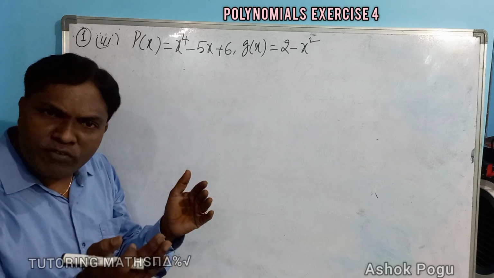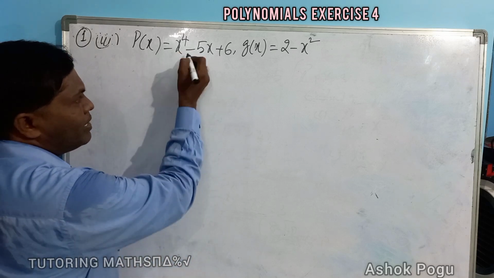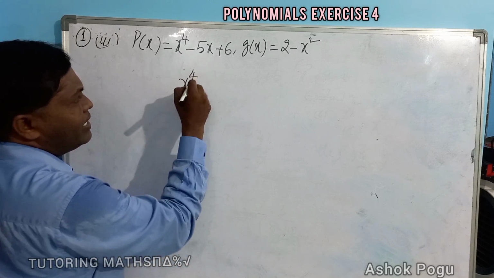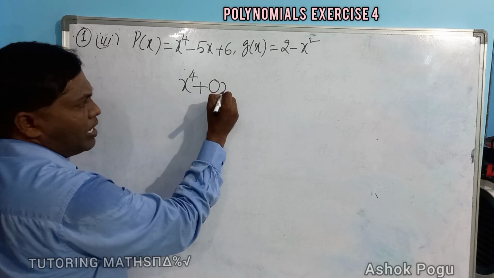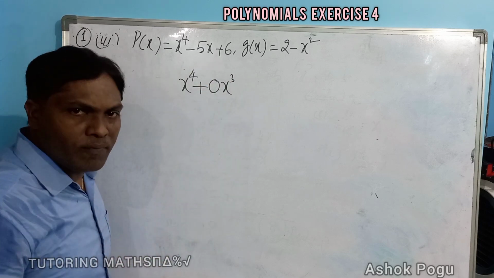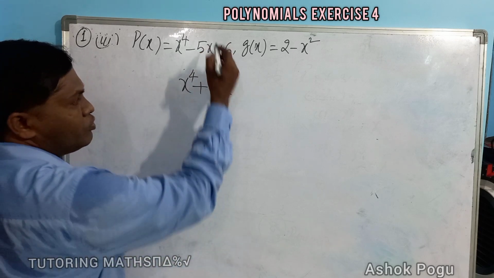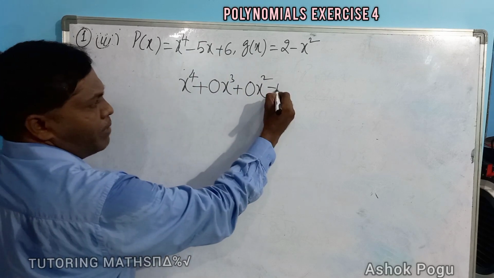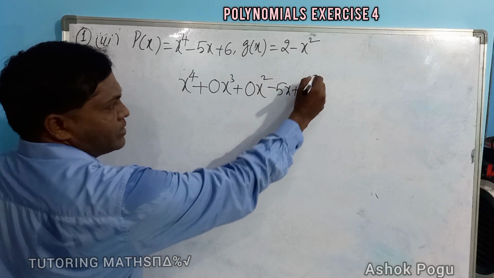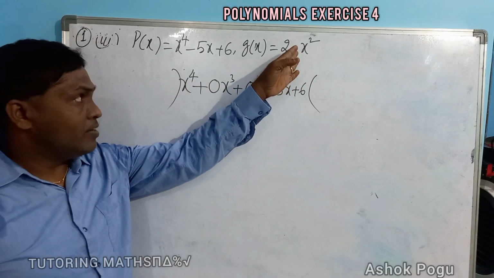So to avoid the confusion of students, I'm going to take the given polynomial. This is the dividend. The dividend is going to be taken like this: x power 4 and 0x cube. Actually there is no x cube, but I'm taking it to avoid the confusion of students. And no x square, so 0x square, and minus 5x plus 6. That's it. And now take the divisor.